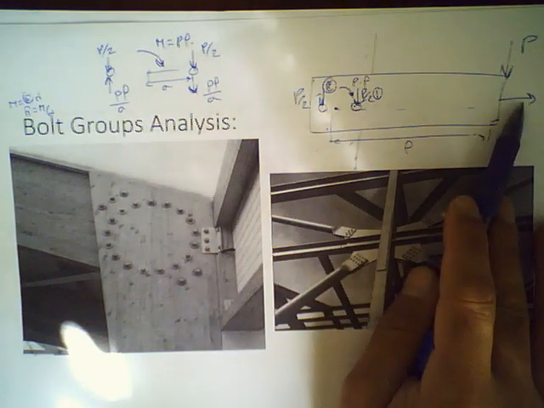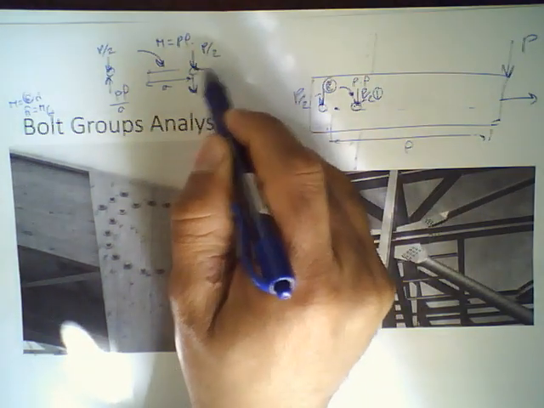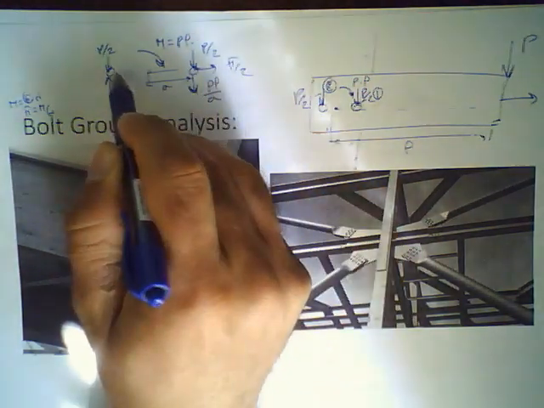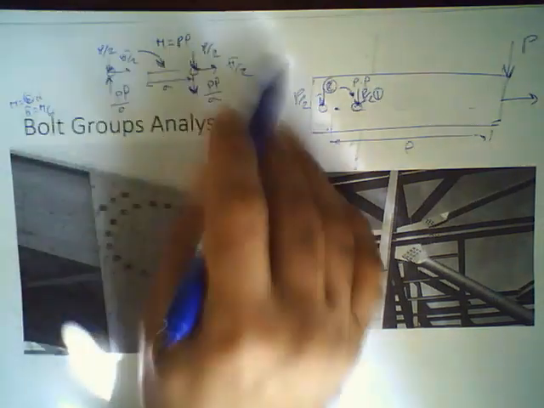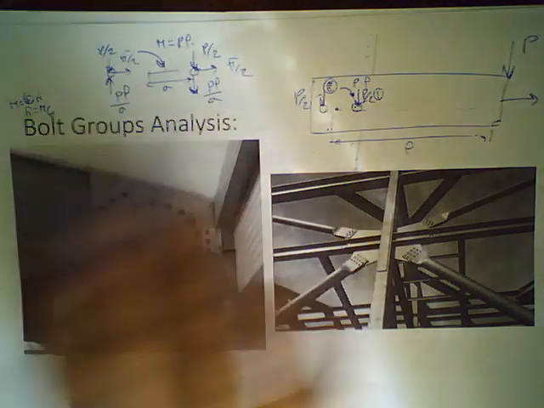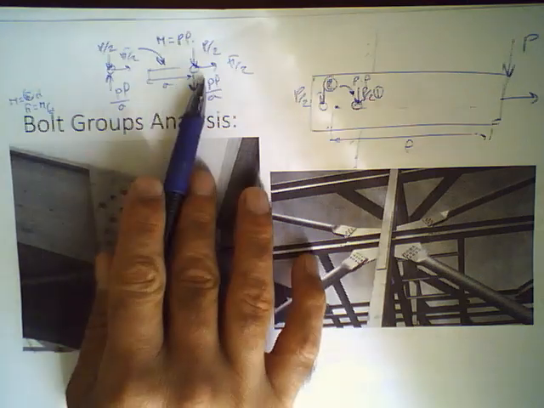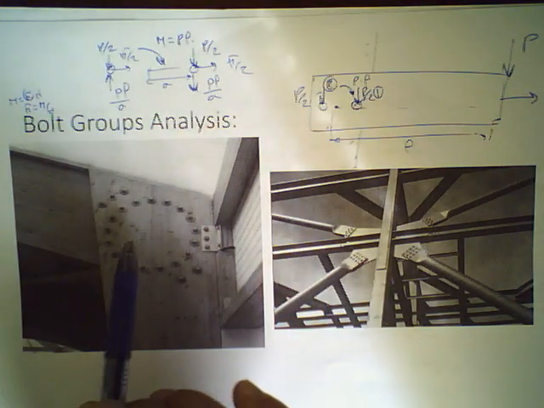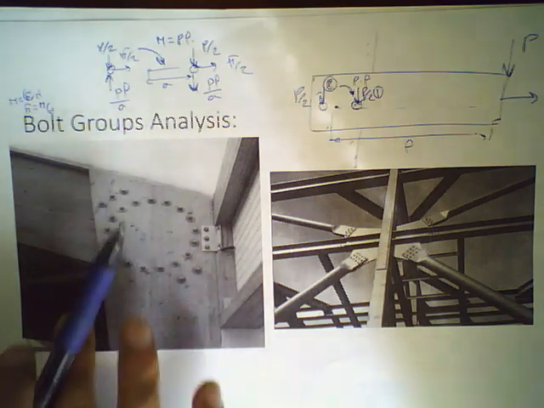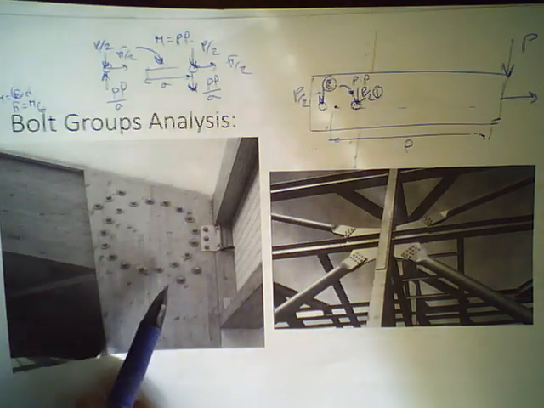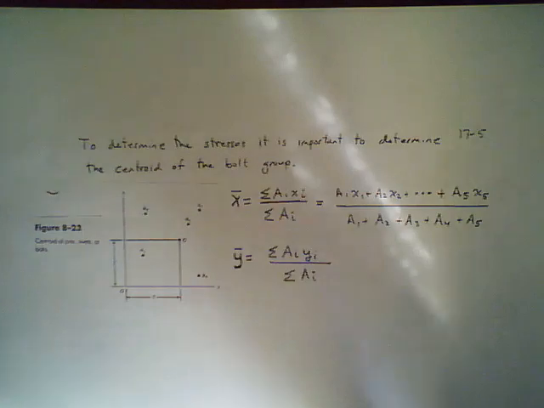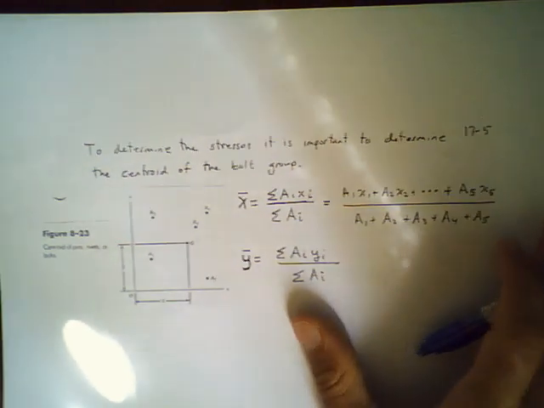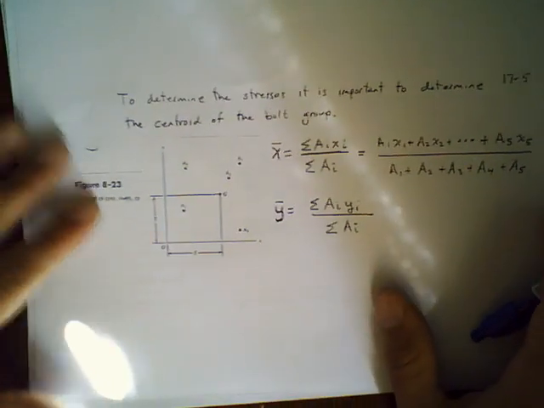In this case, F creates no moments, right? F would simply be divided, F over 2 here and F over 2 here, and then you can find the total shear force applied on that bolt, or rivet, or pin, or whatever. Again, in this case, we are using bolts as rivets. We're not using the concept of tightening the bolts and so on. Okay guys, so this is what you will see in our lecture.